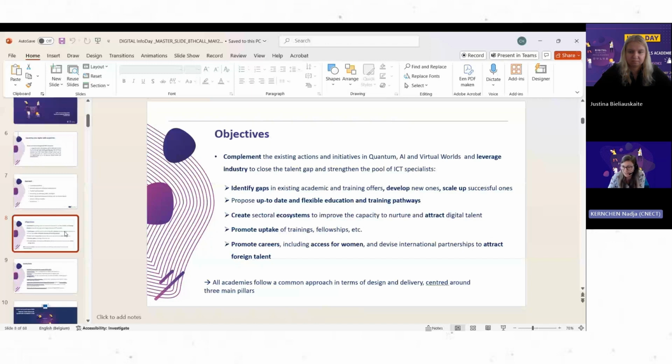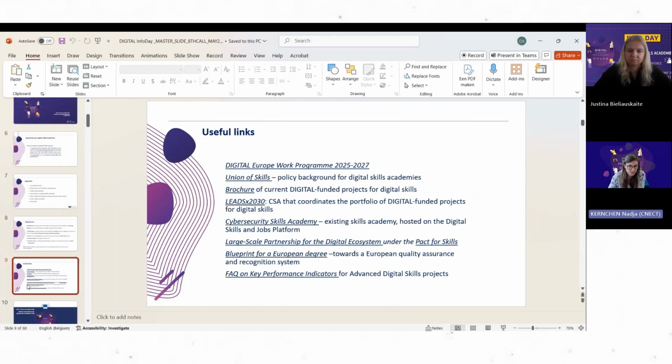Yes, then I have a couple of useful links. If you can move to the next slide. Just a short overview. So I've linked the digital work program, the current one, where you can find information about also other programs, other projects that will be called in the future in the digital program under SO4. I've linked the Union of Skills. And then we also have a brochure about the projects that we have funded under digital SO4 in the past.